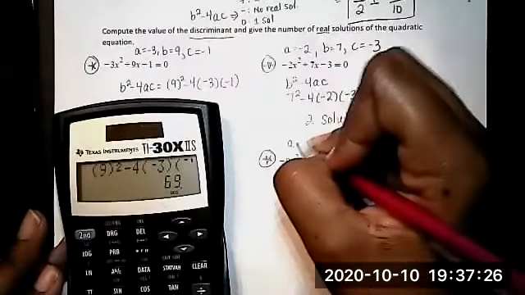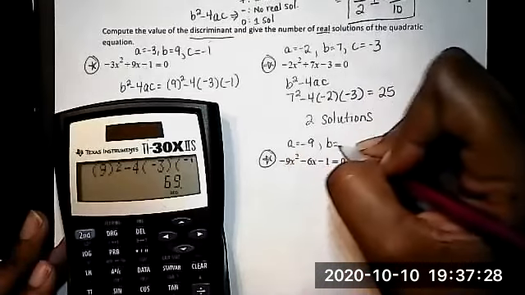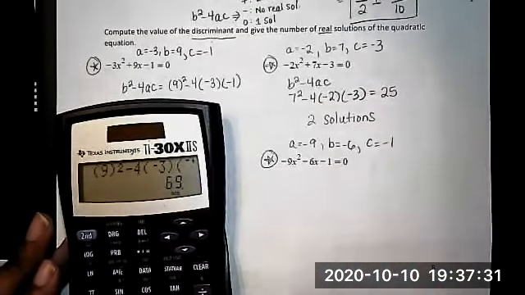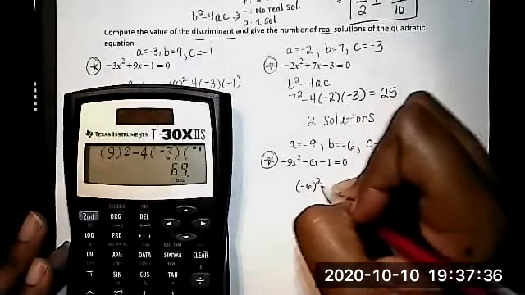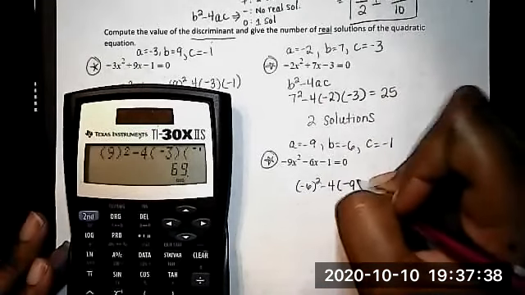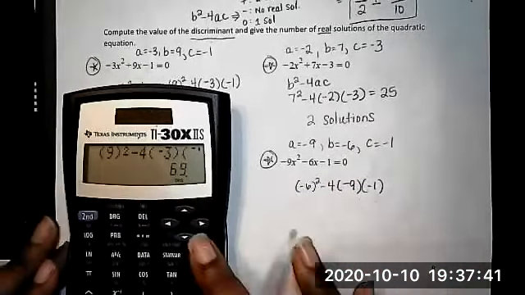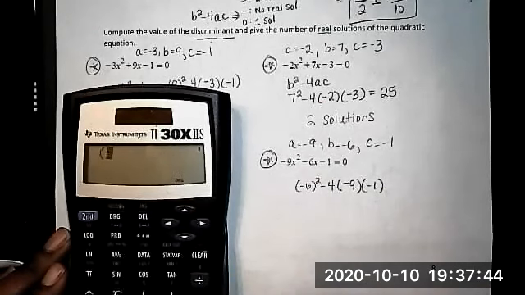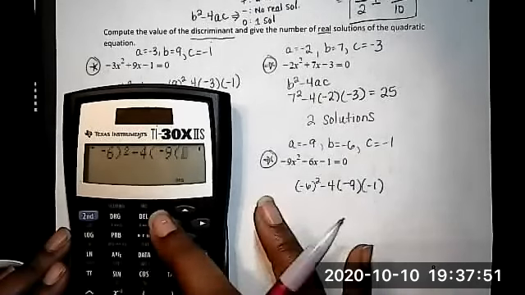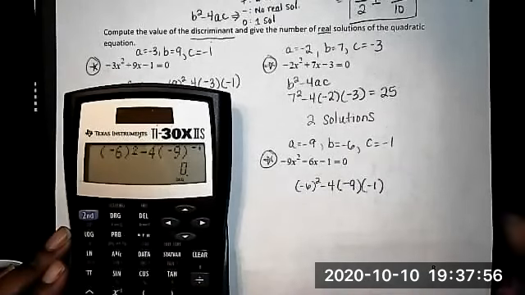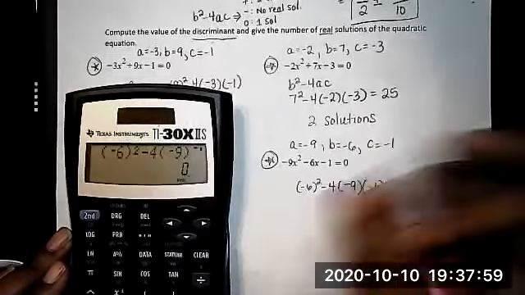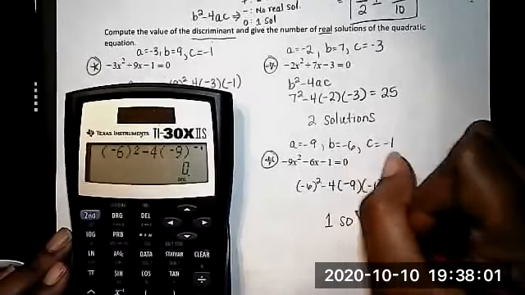Finally, A here is negative 9, B is negative 6, C is negative 1. B squared, so negative 6 squared minus 4 times negative 9 times negative 1. Okay, put that in my calculator. Negative 6 squared minus 4 times negative 9 times negative 1. Push enter, 0. Okay, 0 means 1 solution.